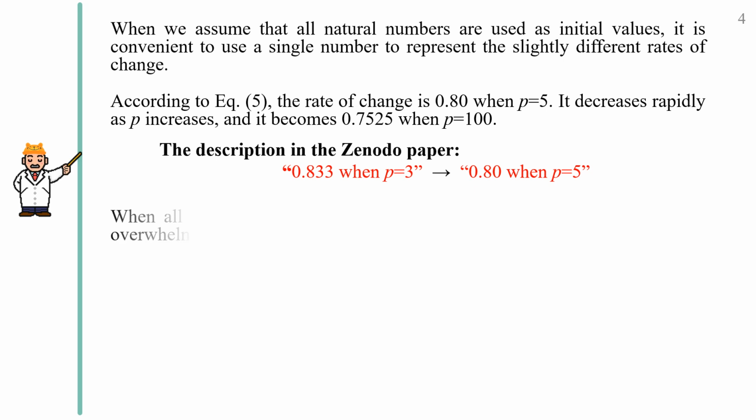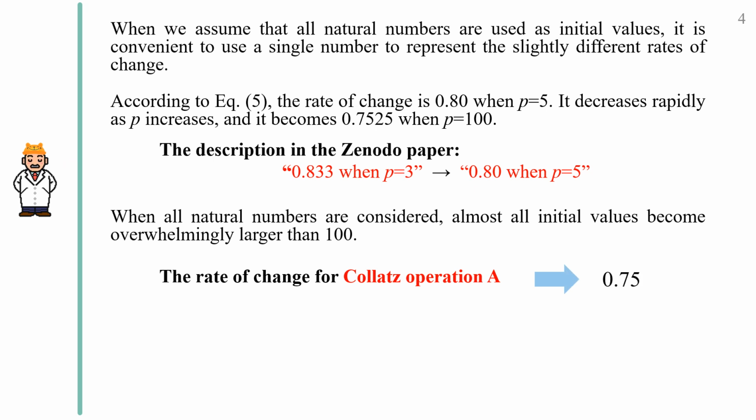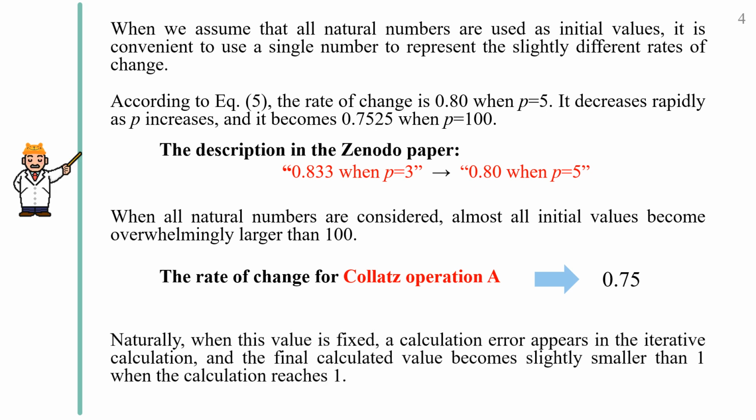When all natural numbers are considered, almost all initial values become overwhelmingly larger than 100. Therefore, in this study, we represent the rate of change for Collatz operation A by a constant value of 0.75. Naturally, when this value is fixed, a calculation error appears in the iterative calculation, and the final calculated value becomes slightly smaller than 1 when the calculation reaches 1.